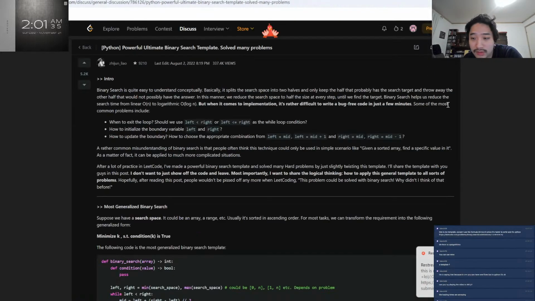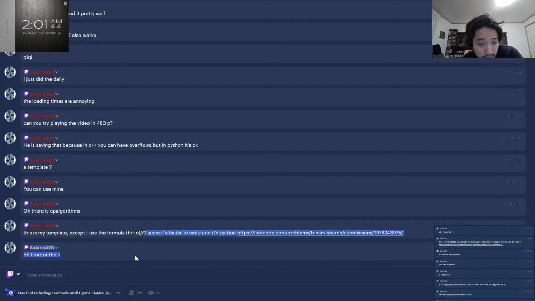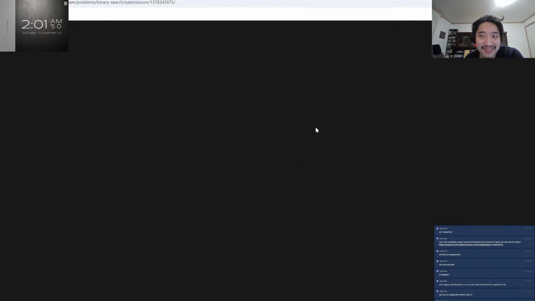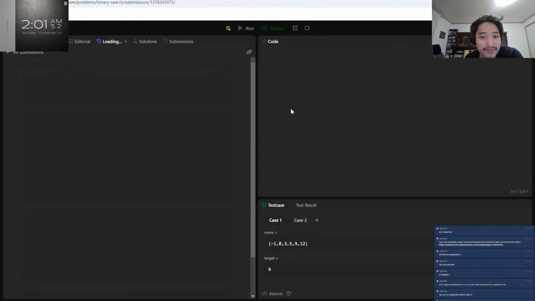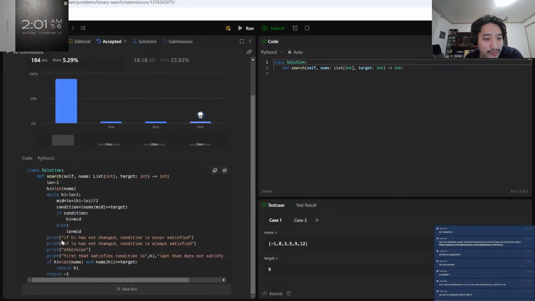Solaris 428: This is my template, except I use the formula high and low, //2 since it's faster to write, and it's Python. Oh, I forgot the link. Yeah, don't worry about it.